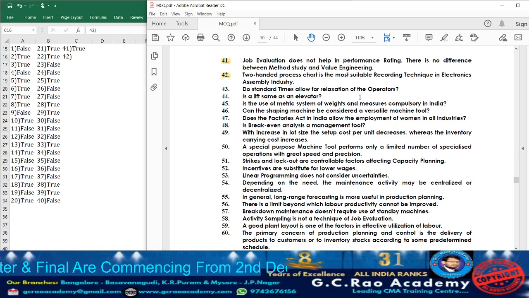Usually in electronic assembly industries, what are they going to produce? They are going to produce electronic gadgets like personal computers, telephones, MP3 players, audio equipment, televisions, calculators, GPS, automotive electronics, and all. Or digital cameras or recorders, which use DVDs, VCRs or camcorders. So usually in those industries, the two-handed process chart will not be suitable.